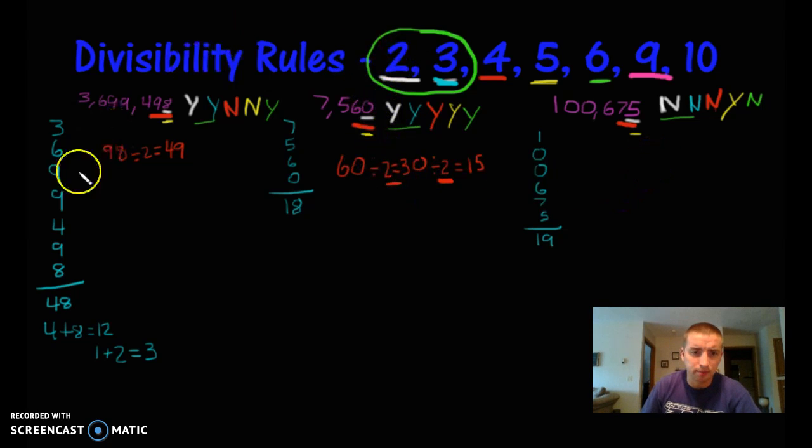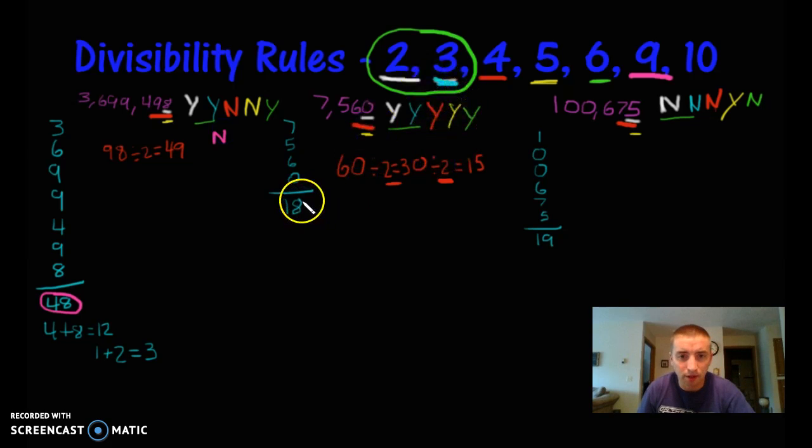So I'm going to come back here and look at 48, because I added up all the digits already. I cannot divide 48 by 9, so this number is no for 9. This one, I'm going to look at 18, because I added up all the digits already. And 18 divided by 9, I know I can do that. So yes, this one works. And then my last one, 19. I cannot divide 19 by 9, so no, it does not work.